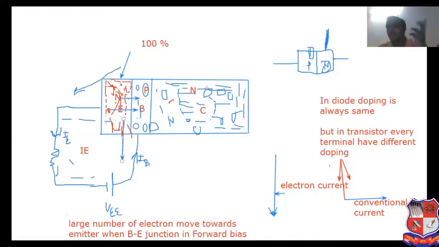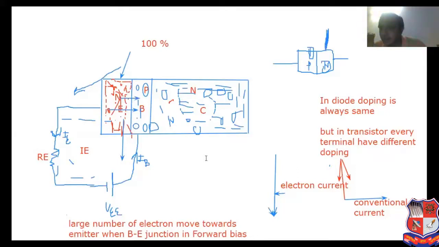Why? Because what is the basic function of the collector? The collector is used to collect the electrons. That's why a large number of electrons flow inside the collector. Now, what is the function of the collector? It is used to collect the electrons.